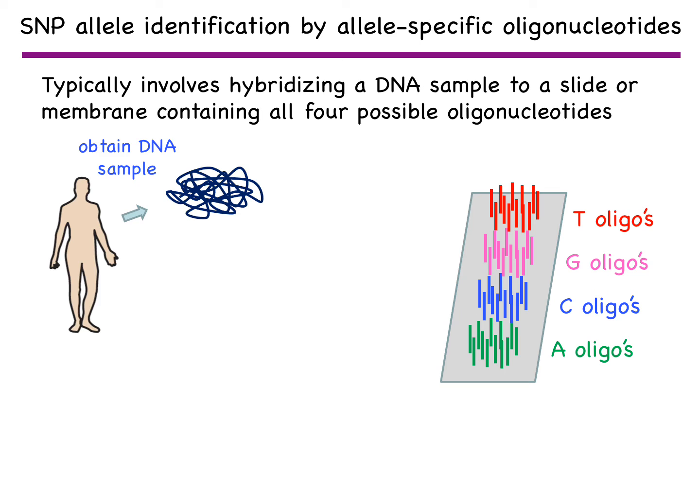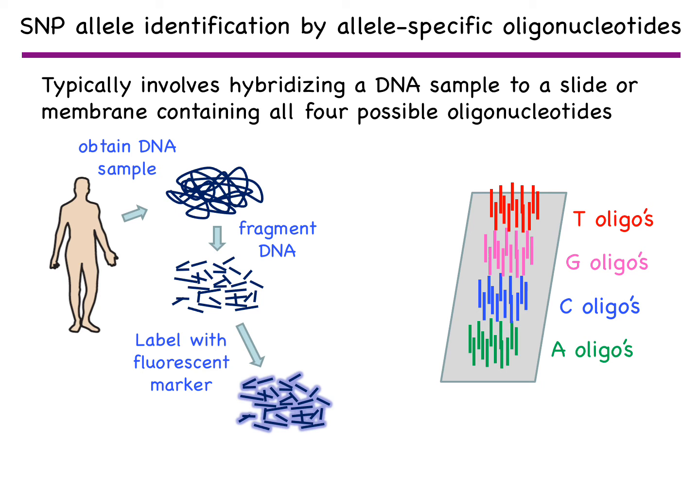And the way this method typically works is you'll take a DNA sample from an individual or from whatever organism you're working with, and then you fragment the DNA into smaller pieces, and then you take these fragments and you label them with a fluorescent marker of some sort. You heat them up to convert them into single-stranded form, and then you hybridize them to your oligonucleotide array, and you basically ask which of these spots, which part of this membrane, do these fluorescently labeled DNA fragments hybridize to, and that would tell you what the sequence is at the site that you're trying to interrogate. Okay, so let's look at an example of this use of oligonucleotide hybridization.